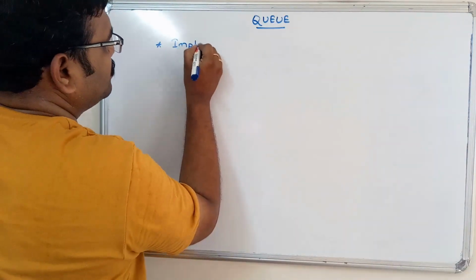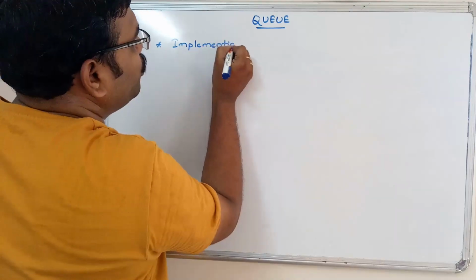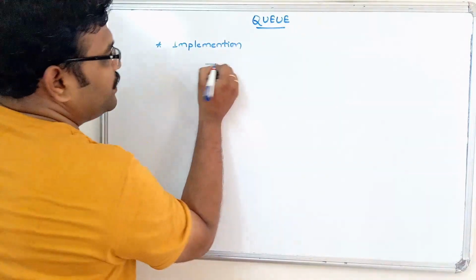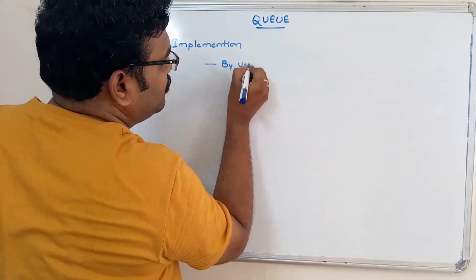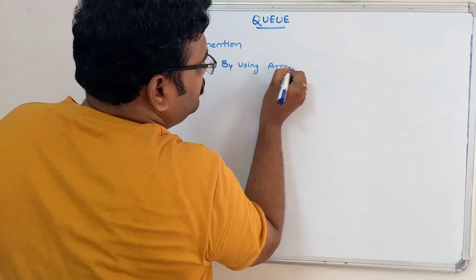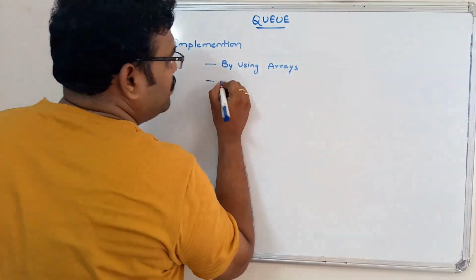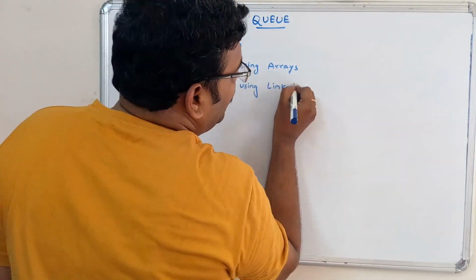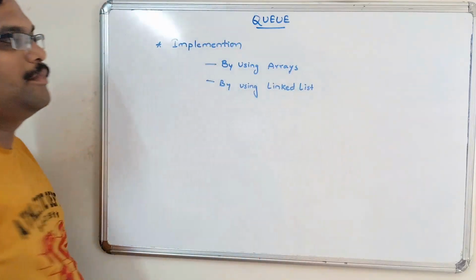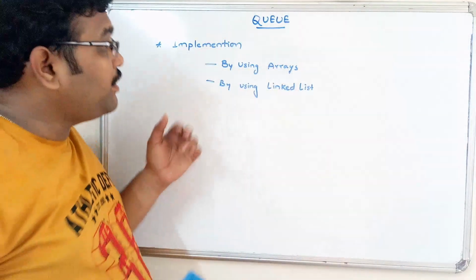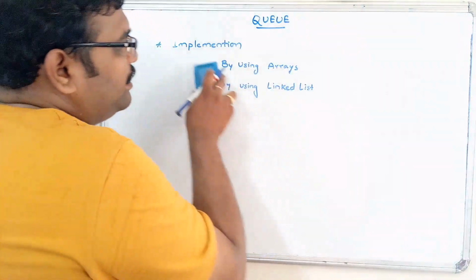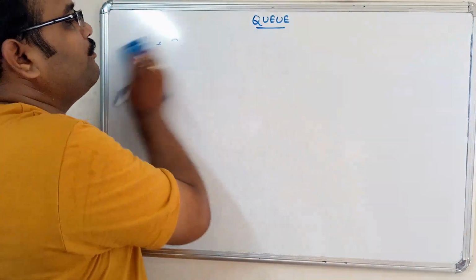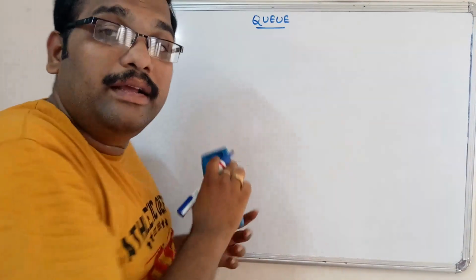Implementation. How the queue can be implemented. Here also a queue can be implemented in two ways. First one, by using arrays, another one by using linked list. Right? In two ways we can implement this queue. Now in this session we will go with implementation of queue by using arrays. In the later video we will see the implementation of queue using linked list.